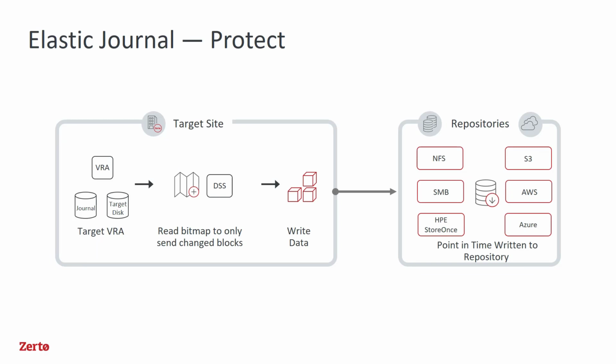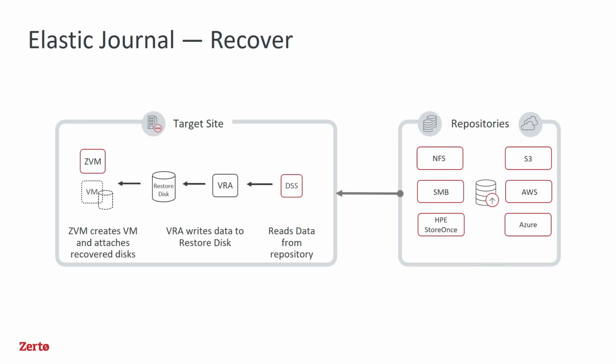So how do we write that data? It's actually quite easy for the people that are familiar with Zerto, are familiar with the way we operate. On the target side, there is the VRA, there's the journal, there's a target disk. Now, what we added is an additional component to that virtual replication appliance called the DSS, the data streaming service. And this actually reads the bitmap, knows exactly which blocks to write, and starts writing those blocks to the repository.